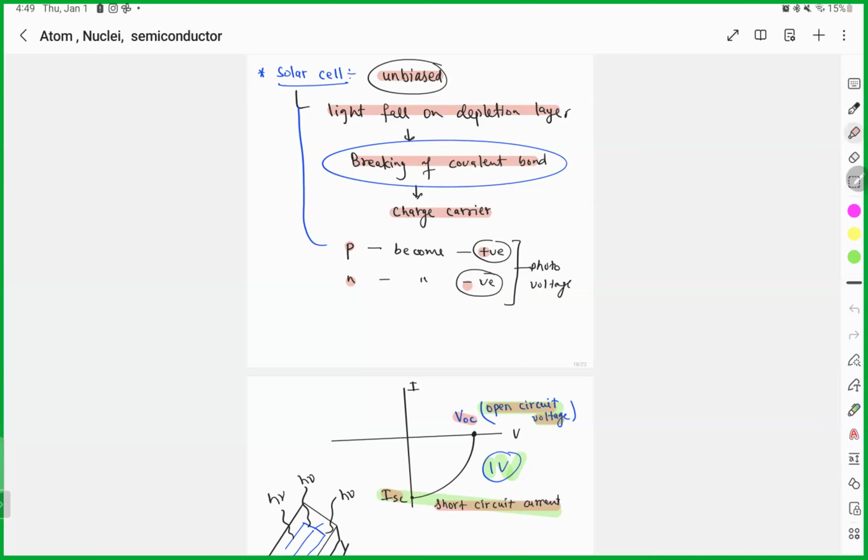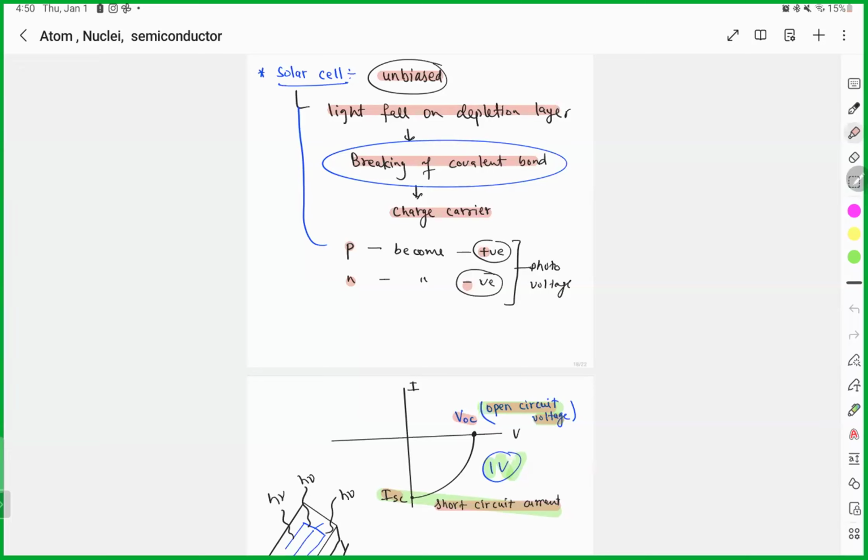When light falls on the depletion layer, bonds break and electrons and holes are produced. The process is the same: electrons and holes are produced, and they are responsible for the current. But there is no biasing as such, no forward, no reverse, no biasing at all. What happens in a solar cell? In open circuit, maximum voltage, zero current. In short circuit, maximum current, minimum voltage. Understood?